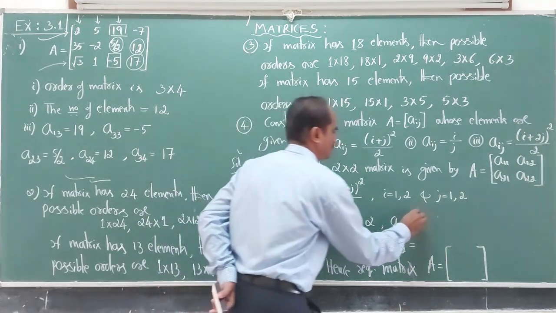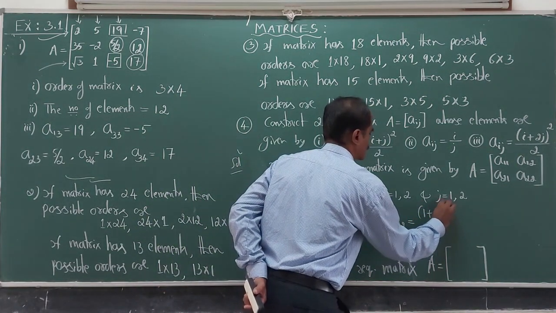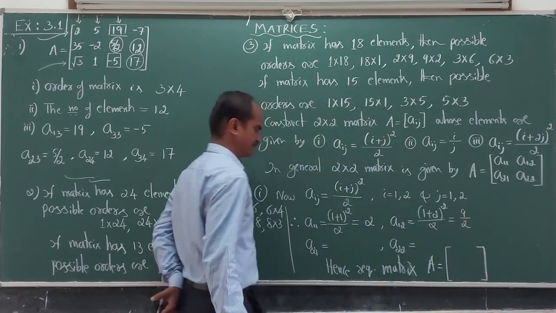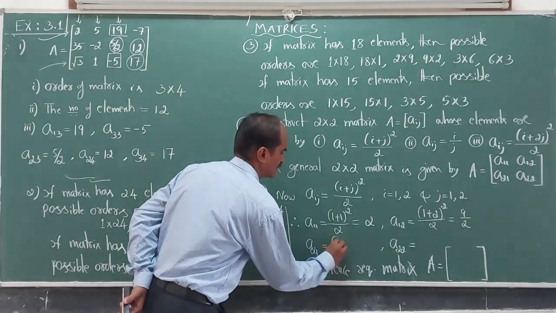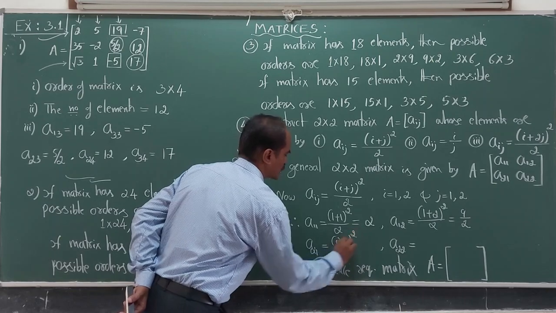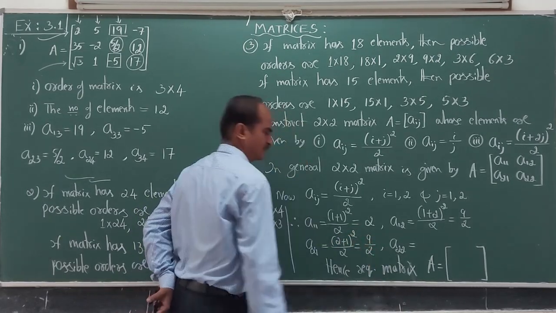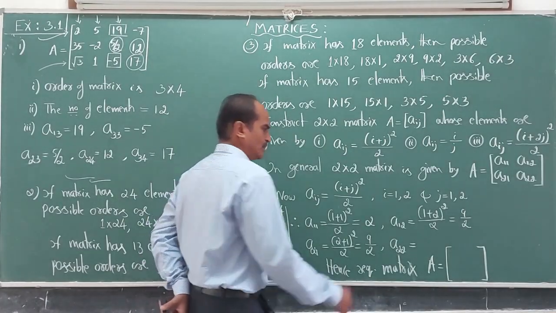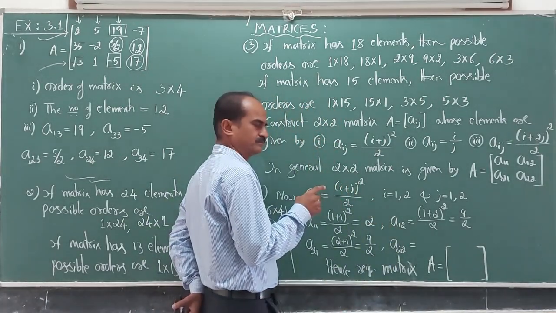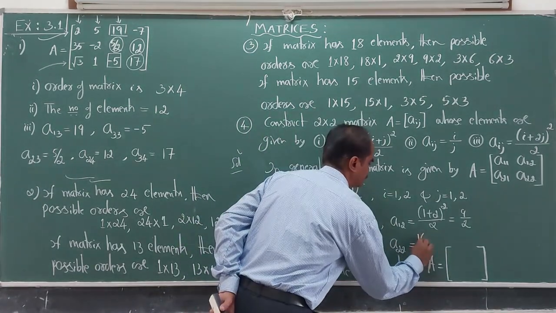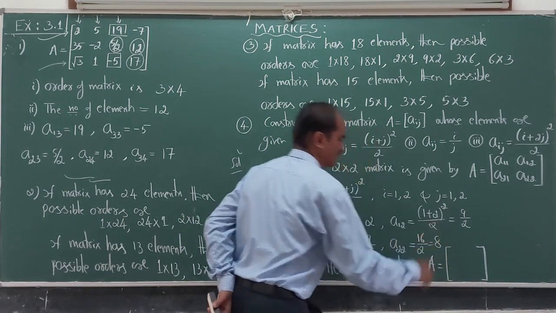A12 is (1 plus 2) whole square divided by 2, that is 9 by 2. A21 is (2 plus 1) whole square by 2, that is 9 by 2. A22 is (2 plus 2) whole square, that is 4 square, 16, 16 by 2, nothing but it is 8.